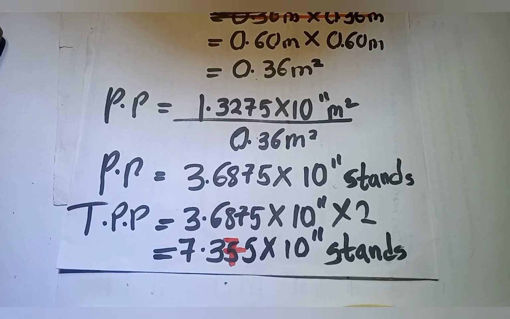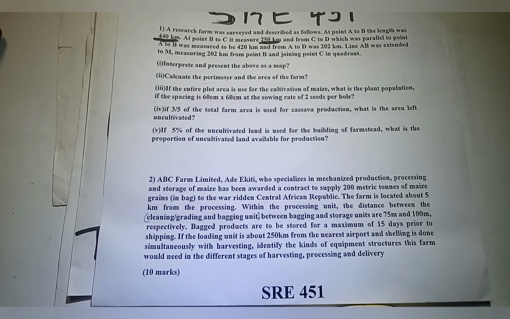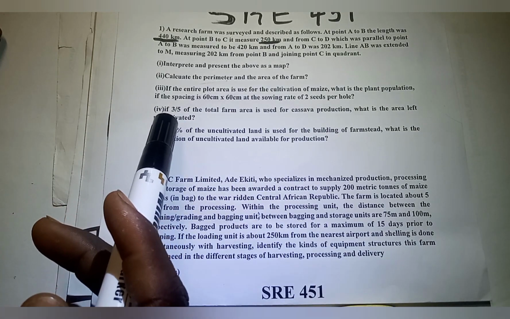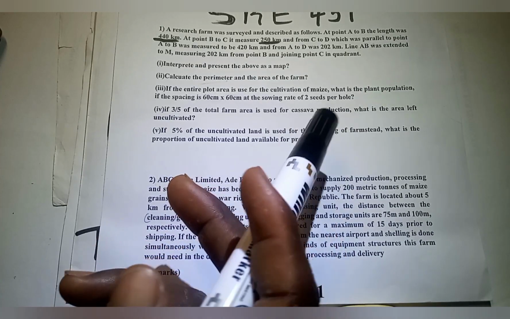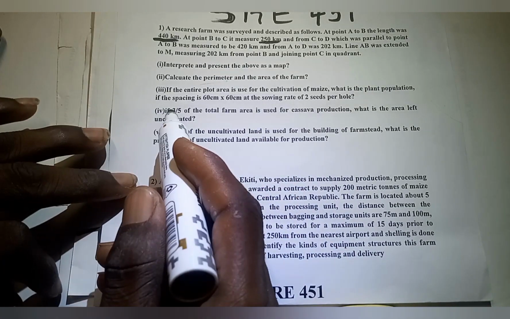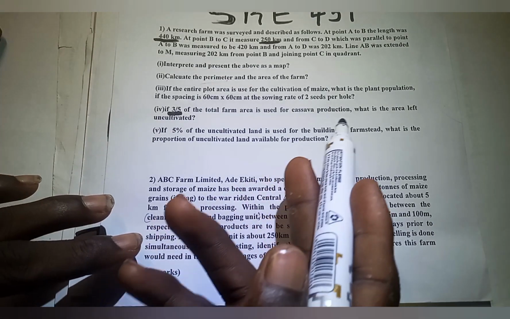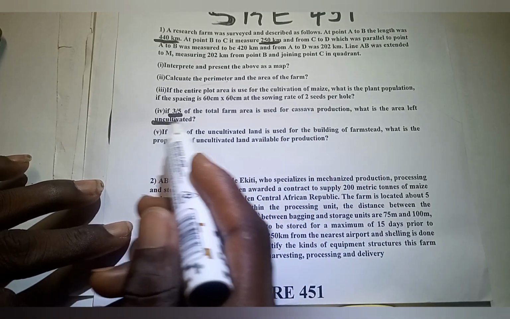Now we have gotten the total plant population. That is question number 3. Now, question 4 says, if 3/5 of the total farming area is used for cassava production, please take note: 3/5 is used for what? Cassava production. What is the area left uncultivated?